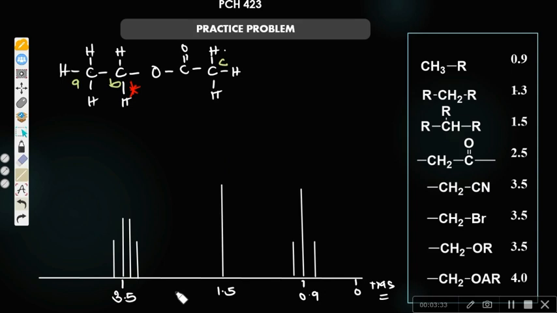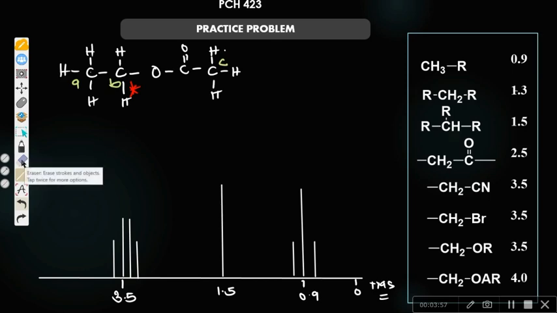Now, the same thing is applicable to any other compound that will be given to you. Depending on the nature of the compound, you're still going to work it out in this way. All right, so that is that.